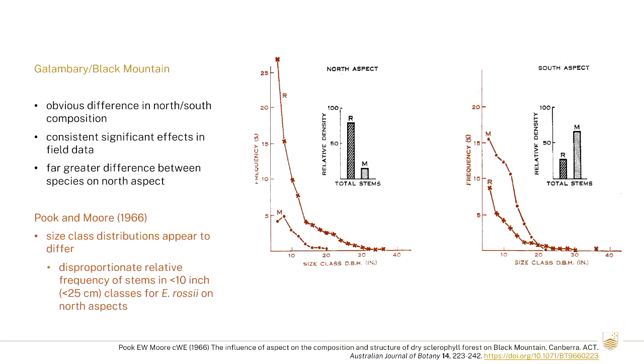Now that difference in those distributions is what is behind this very large difference in relative density of rossii and macrorhyncha on different aspects. A difference in the underlying distribution generates a very different effect size depending on what metric we're looking at. You don't see the same scale of effect when we look at basal area, because of course basal area takes into account not just the number of stems but how big they are as well. And all of these small stems have a relatively small impact on basal area relative to larger stems.